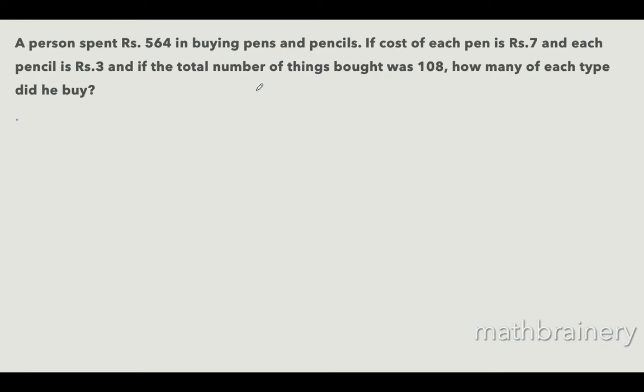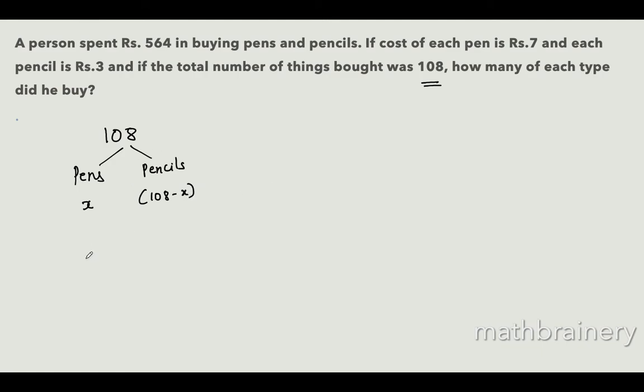So how many total number of things did he buy? 108. So there are 108 things that the person bought. Out of this, there are some pens and there are some pencils. Let us assume he bought X pens. If the total number of things he bought is 108 and he bought only pens and pencils, and there are X pens, how many pencils did he buy? Obviously 108 minus X pencils he bought.